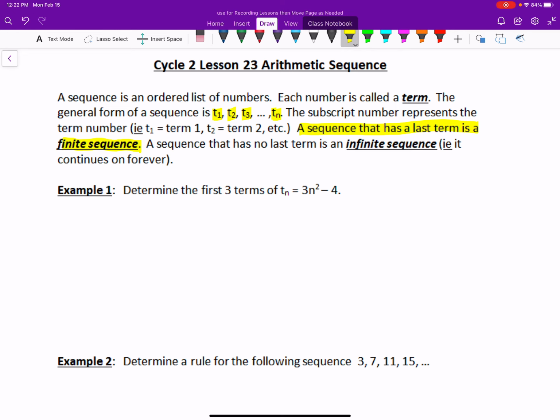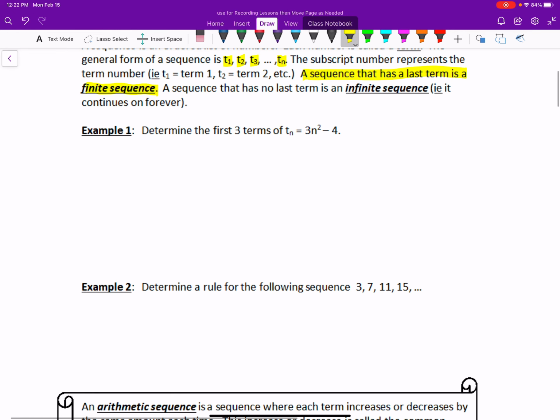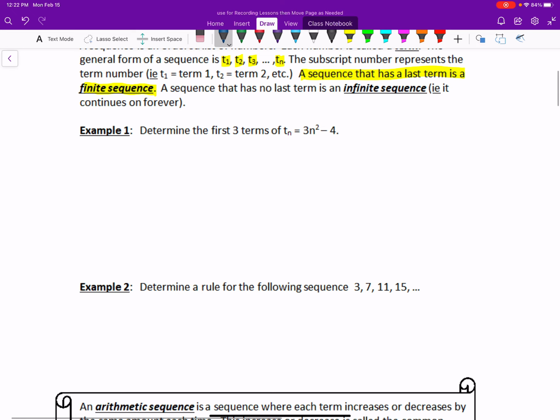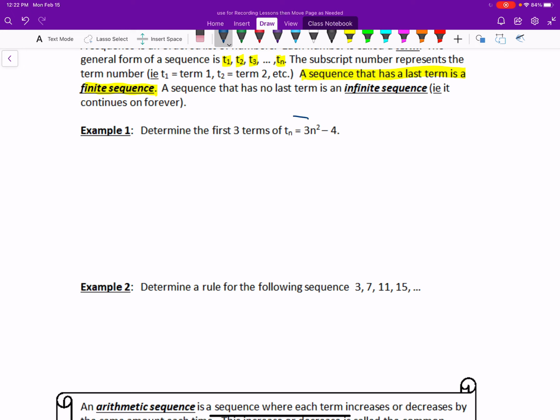So let's jump right into getting familiar with the terminology. Examples are usually the best way to see what's happening. What are the first three terms of t sub n equals 3n squared minus 4? This is what we call the general term of the sequence. In other words, it's a formula that tells us how to create the sequence.